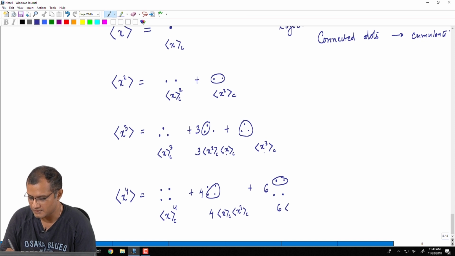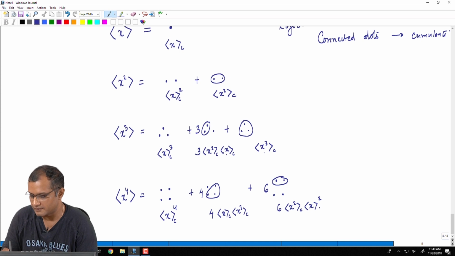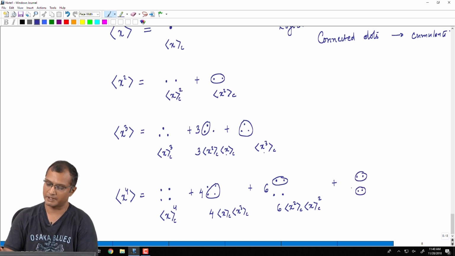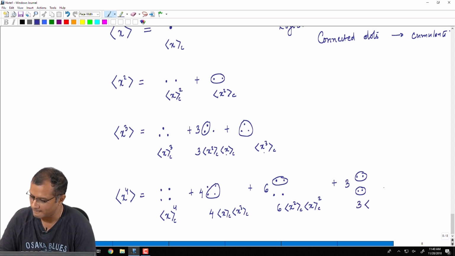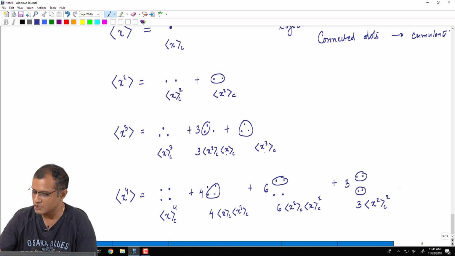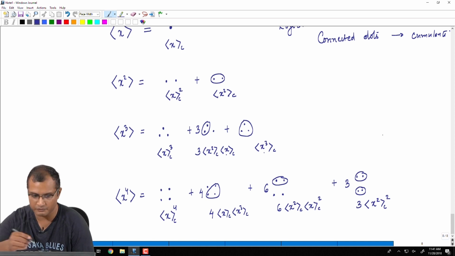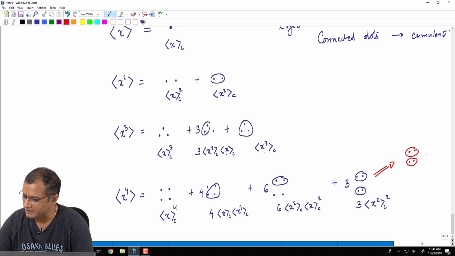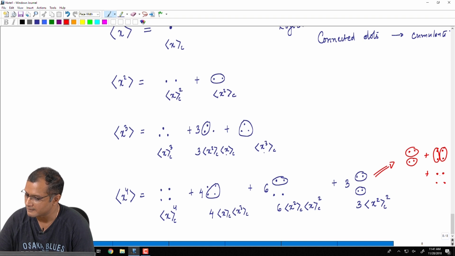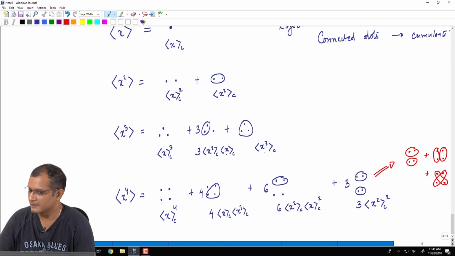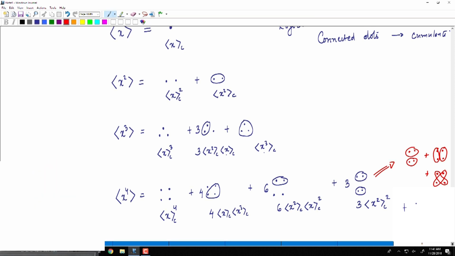So, this is 6 times the second cumulant into the square of the first cumulant, plus I can pick 2 and also pick the other 2. There are 3 ways of doing it. So, I am going to write 3 times the second cumulant squared, because each one of them is a second cumulant. If you want to see how I can do it 3 times, I can take it like this, I can also take it like this, I can also take it like this. That's it, only 3 times. And the connected 4 dots stand for the fourth cumulant.